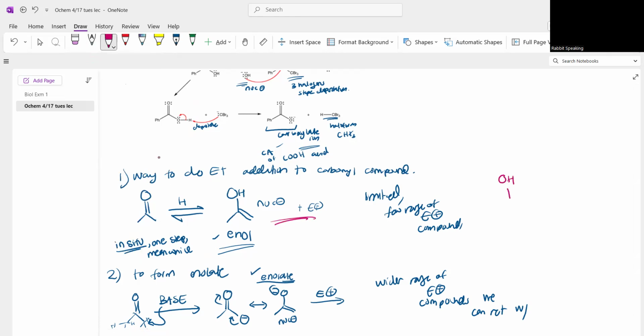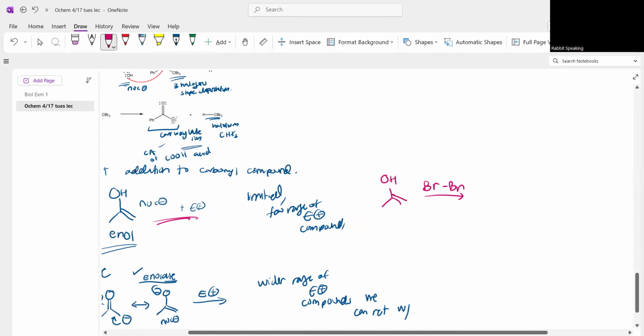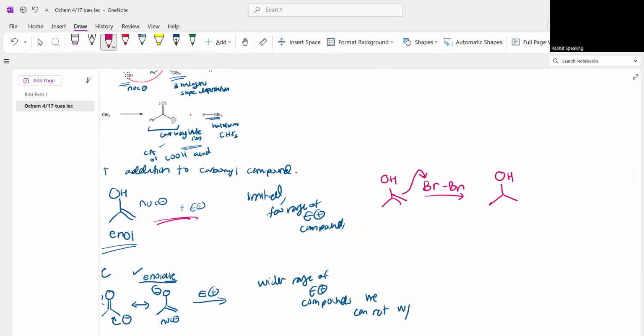After you form your enol, we're going to take an electrophile, for example bromine, and go through the mechanism. This nucleophile here will come take our electrophile, and we will form a bond with that. What will happen is that will go there, oxygen will come here, and we'll deprotonate. The oxygen will come back here.